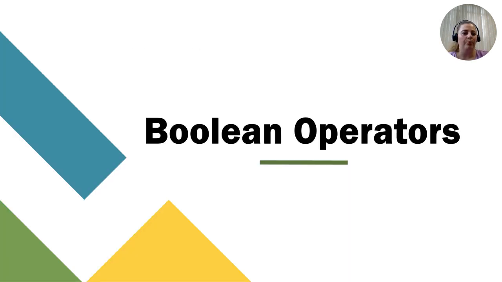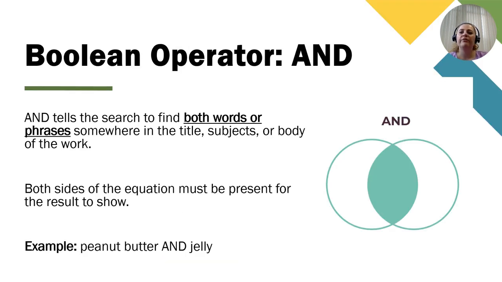So let's look at our Boolean operators. Our first operator we will look at is the and. And tells the databases to search and to find both words or phrases somewhere within the title, the subjects, or the body of the work. Both sides of the equation must be present for the results to show. For an example, if we have peanut butter and jelly, all of our results need to have peanut butter and jelly within them. So on that Venn diagram, it is searching only the center section of the Venn diagram. It has both terms. Those are going to show up.